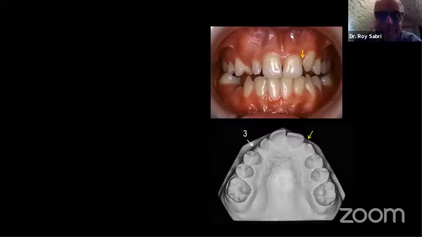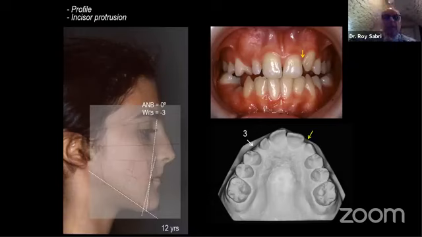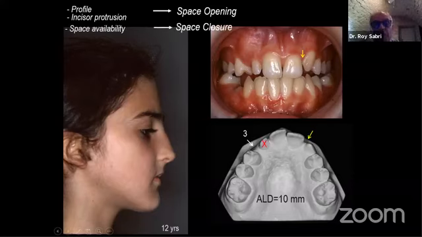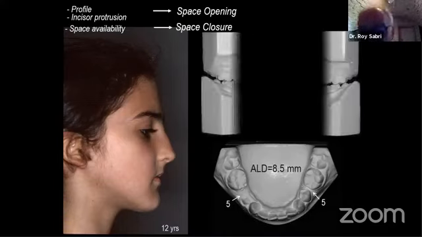But he was happy. Okay, again, let me go back to the major decision whether we have to open the space or close. Now, the profile, you all agree, calls for space opening. Very uprighted incisors, this in profile. Now, unfortunately, the arch length deficiency, 10 millimeters of lack of space here. The canine did not erupt yet. And we don't have space. So the space availability is calling for space closure. Even the lower arch is calling for extraction.